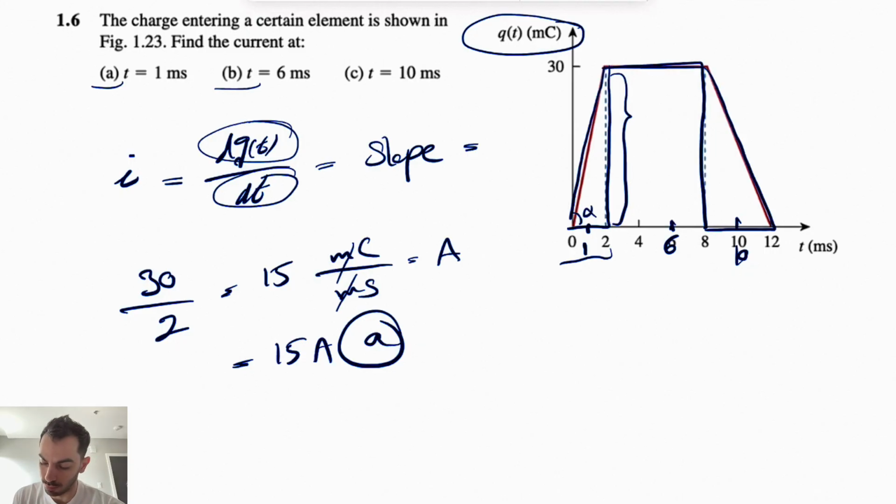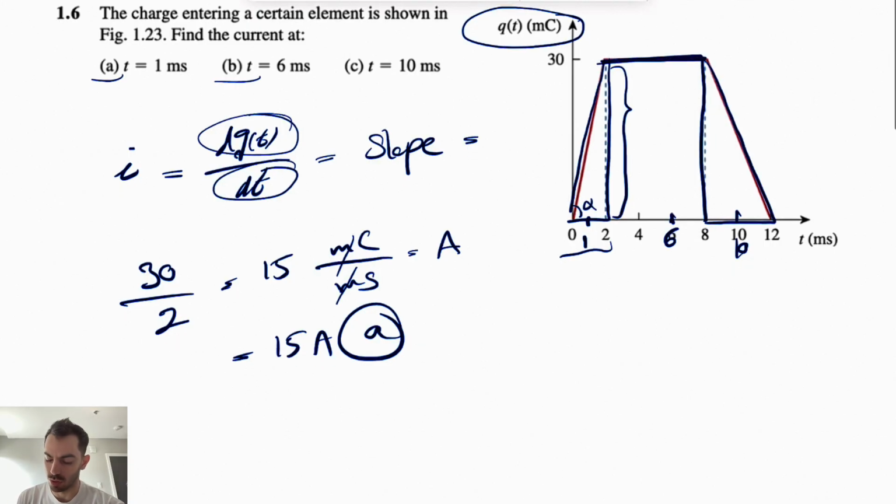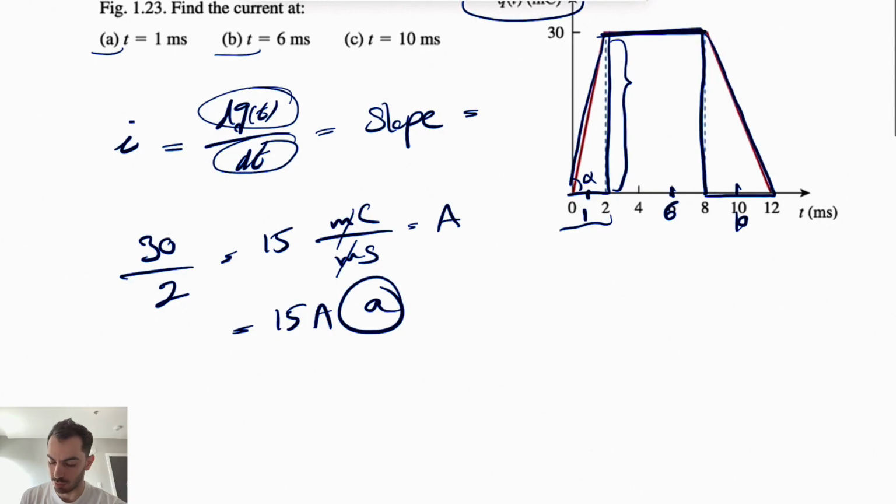Let's move on to the second time point that we have, which is 6. Basically, we have a horizontal line with 0 slope, which means we don't have any current for that. So the I for the B part is going to be 0. We don't have any Y value change to find the slope. That's going to be the answer for the B part.